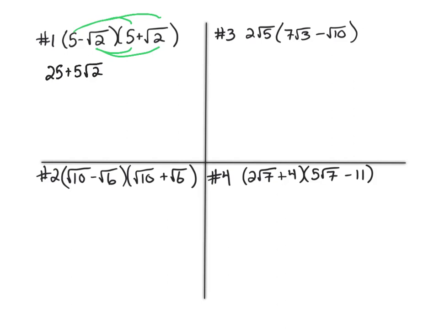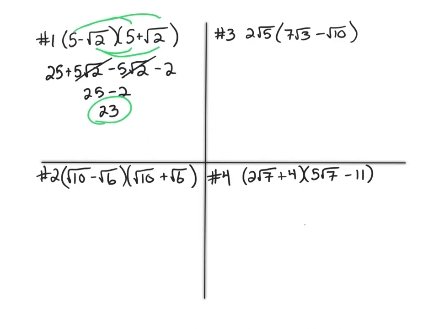Then I'm going to distribute the negative root 2. So negative root 2 times 5 is negative 5 square roots of 2. And then negative root 2 times root 2, well, positive times a negative I know is a negative. Square root of 2 times the square root of 2 is just the number 2, because the square root of anything times itself is just that number. Now I'm going to look to combine like terms. Well, I know 5 square roots of 2 and negative 5 square roots of 2 cancel each other out, so I'm left with 25 minus 2, or 23.